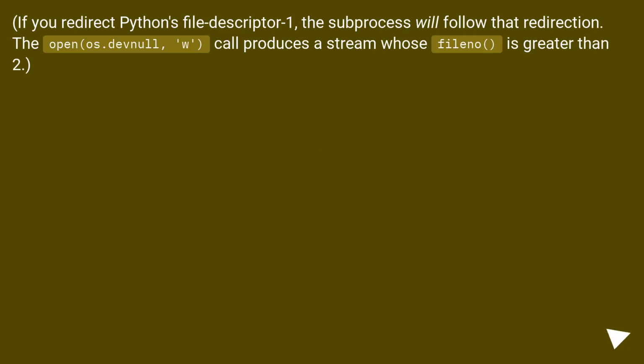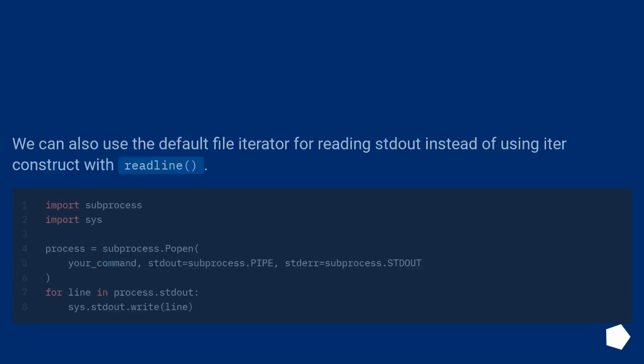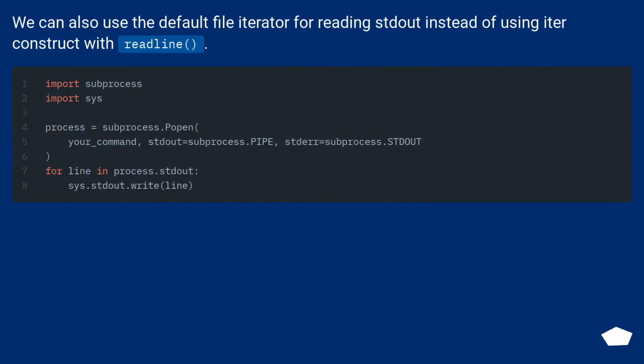If you redirect Python's file descriptor 1, the subprocess will follow that redirection. The open(os.devnull, 'w') call produces a stream whose fileno is greater than 2. We can also use the default file iterator for reading stdout instead of using the iter construct with readline.